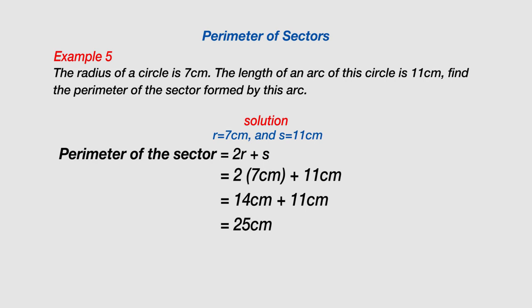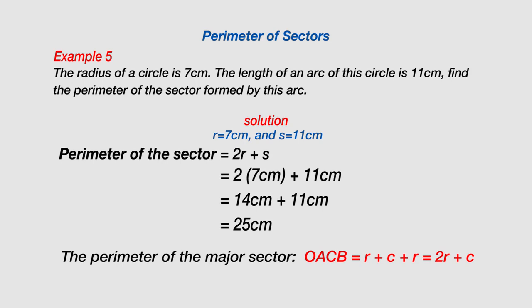Similarly, the perimeter of the major sector, which is OACB, will be equal to R plus C plus R. And that will be 2R plus C. I'm sure you note the difference. Good.